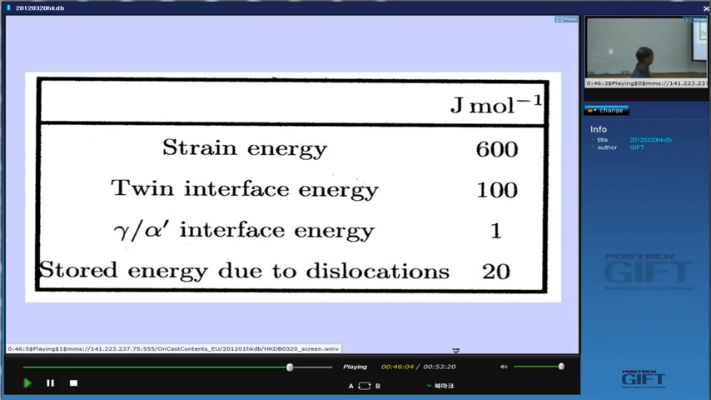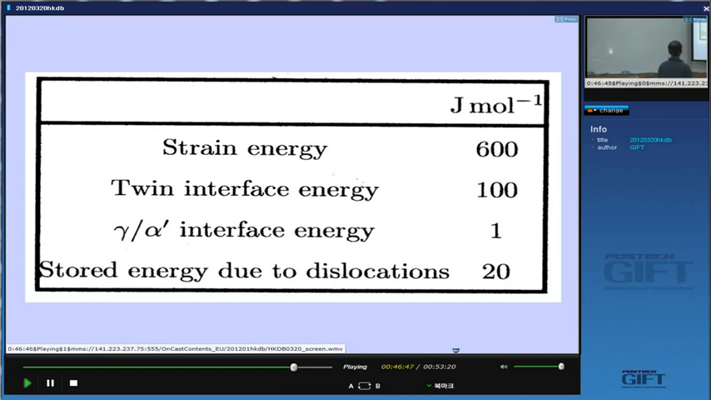But the gamma alpha prime interfacial energy is really quite small when you have a macroscopic plate, because the surface to volume ratio is very small. And in general, the energy due to dislocations is much smaller in comparison. So if I add all these up, let's say it comes to something like 700 joules per mole in total. So I've got to cool below T0 until the free energy change between austenite and ferrite without any change in composition becomes 700 joules per mole. And that way I can calculate the MS temperature.